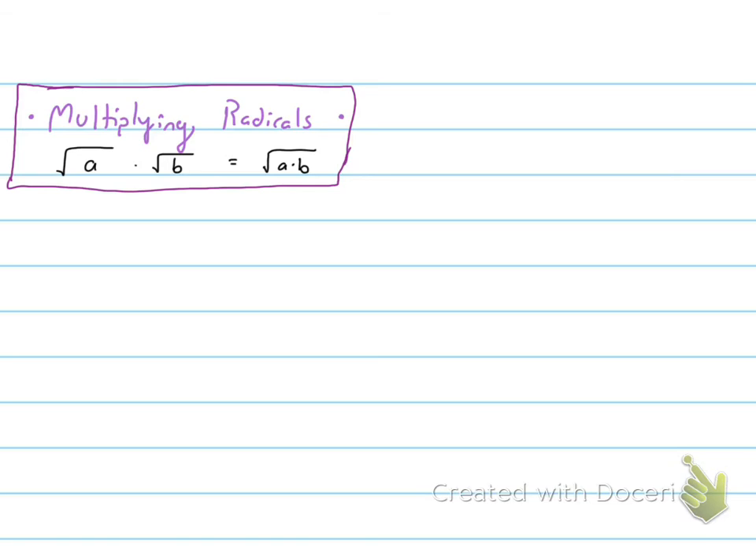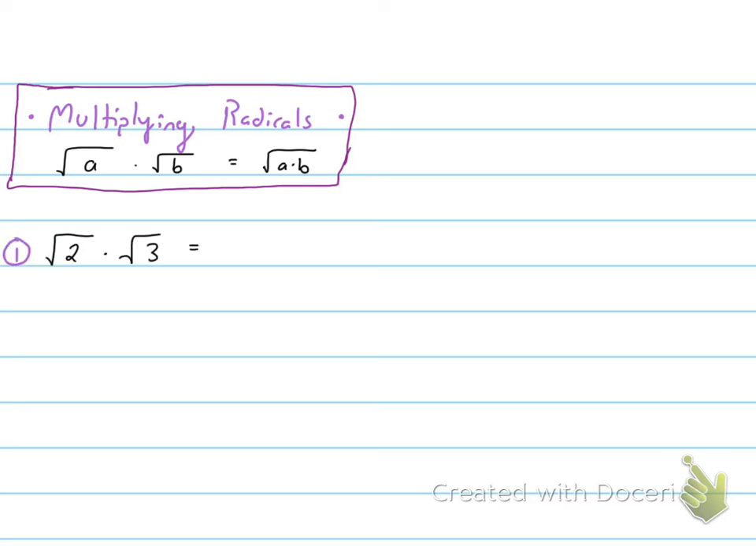Last thing that we're going to talk about in this video is multiplying radicals, which we talked a little bit about in 9.1. The main rule here is that the square root of a times the square root of b equals the square root of a times b. So if I am multiplying two radicals, again, in this class we'll focus mostly just on square roots, I can just multiply the insides together.